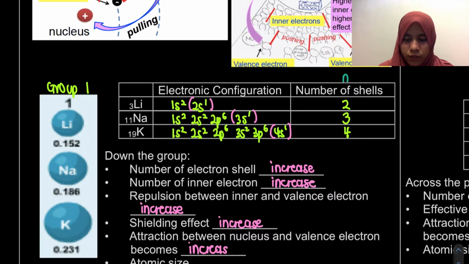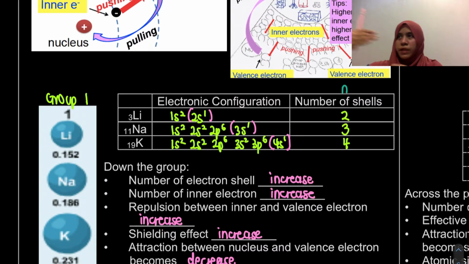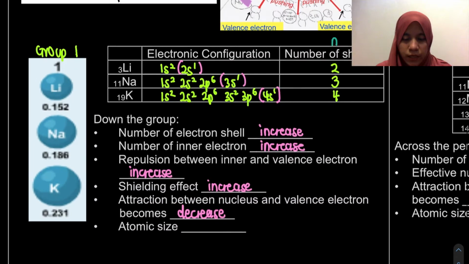The attraction increase pula. Sorry, the attraction tu dah decrease because it's being shielded. Okay, so kiranya kalau kita dengar konsert, kalau kita dah makin jauh, kita tak dengar lah. Itu kalau sound system dia kat depan je. Kalau sebab ada je konsert kat tepi juga. Okay, so what happens is that when the attraction between the nucleus and valence electron decrease, so the atomic size will increase.